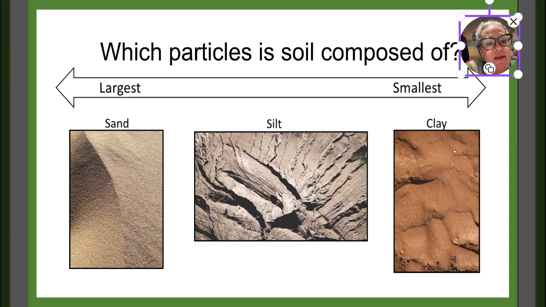So clay is something you've probably seen at the river, Sacramento River, where you step on it and it sticks to you. Silt is a little bit bigger than that. And obviously, we know what sand is.